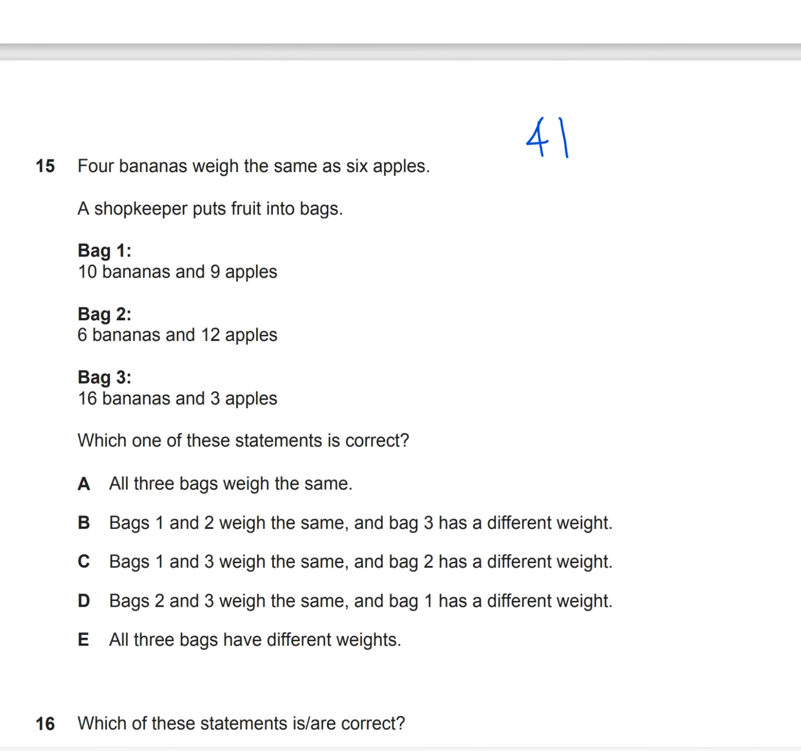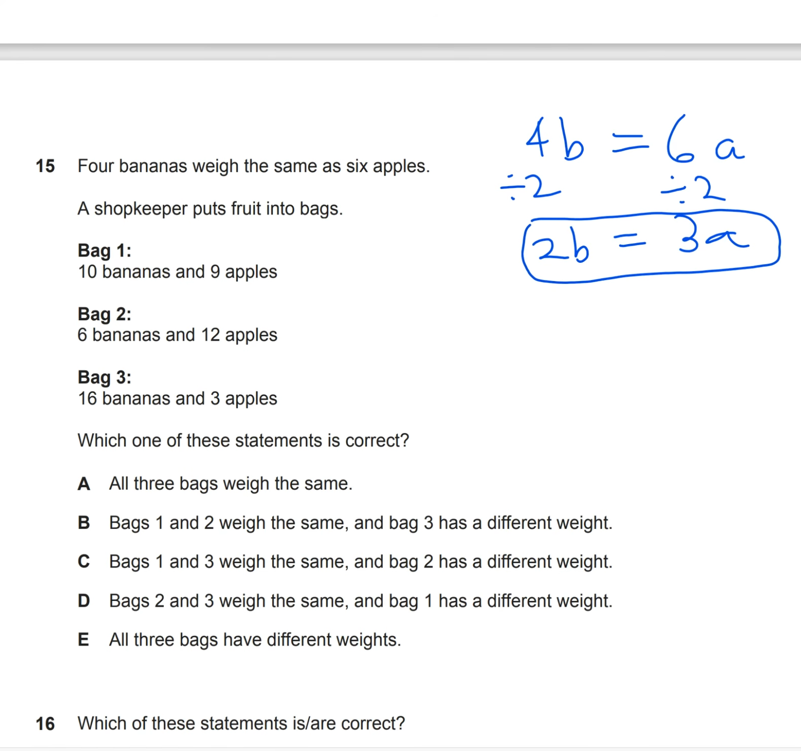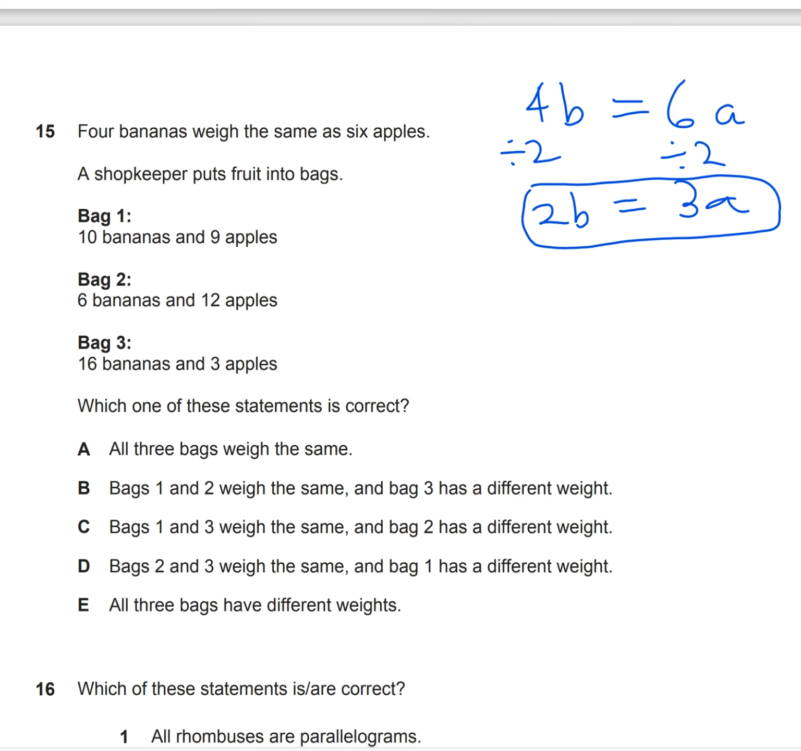So 4 bananas, B for bananas, is the same as 6 apples. I'm going to simplify that by dividing the numbers by the same thing that goes into them, which is 2. When I divide both of them by 2, that means that 2 bananas will be the same as 3 apples. I'm going to use that to help us. What I'm going to try and do is make everything in terms of just one of them. So I'm going to make everything in terms of the bananas.